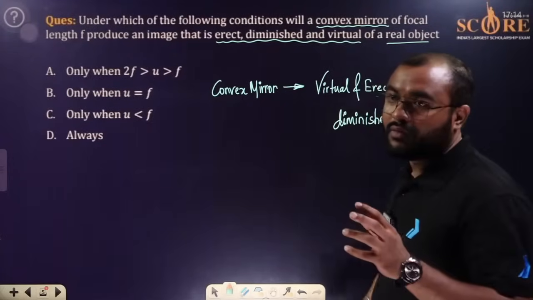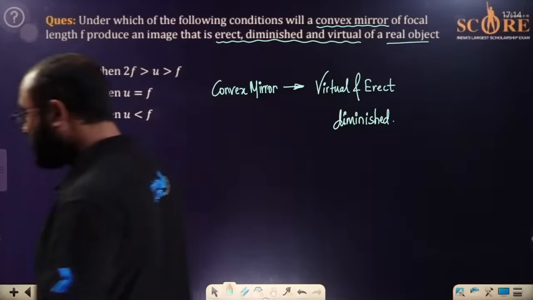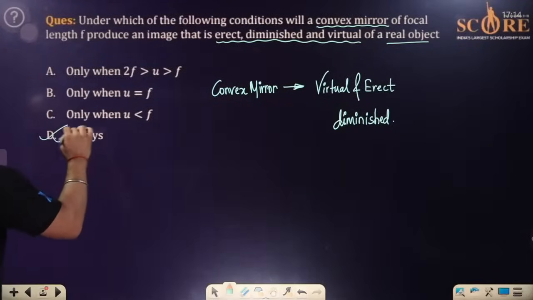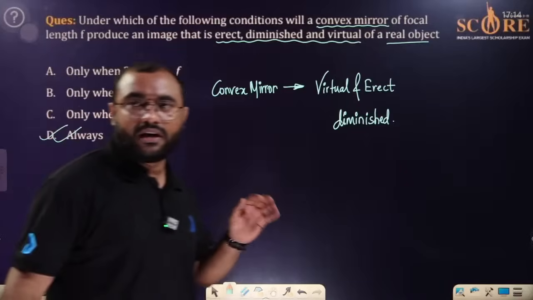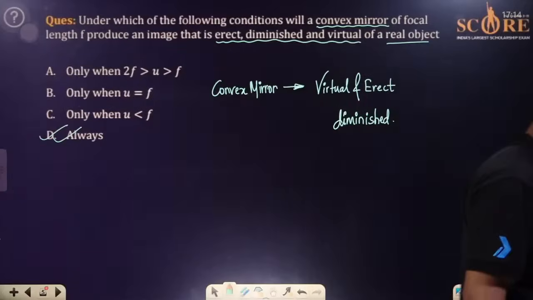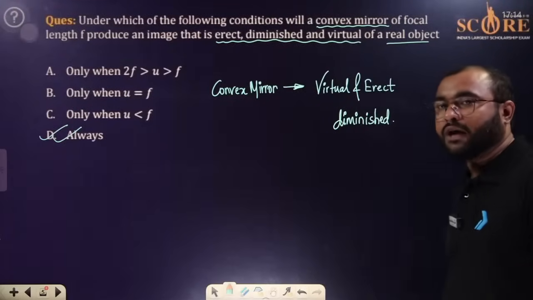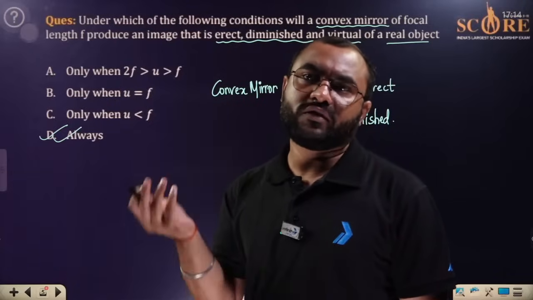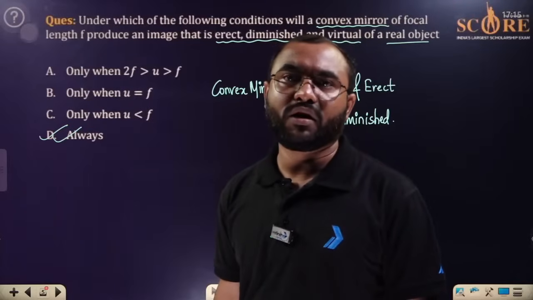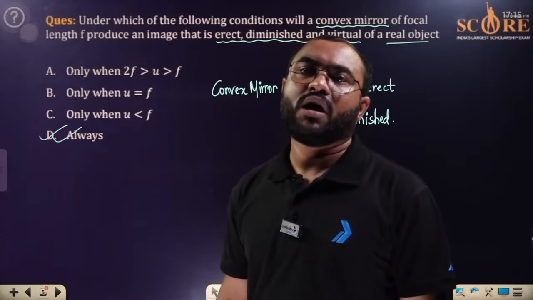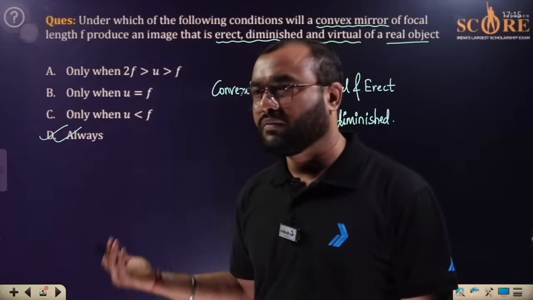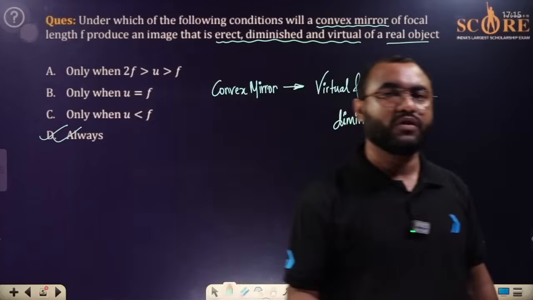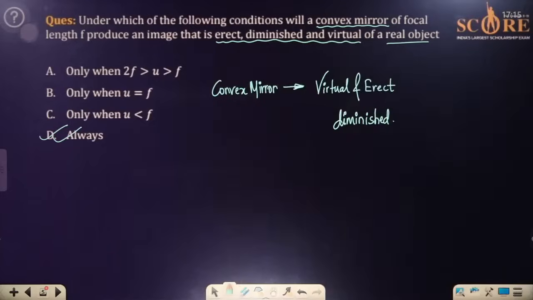This is in the properties of this. Okay, so that is why the answer will be D. That is always, it doesn't matter where you put the object. It will always make a virtual, erect and diminished image. I hope it is clear to all, right? Very simple, logical. If you have remembered the properties of the convex mirror, then you will get the answer. The image formation of the convex mirror, this is going to be the correct answer for this. Fine.